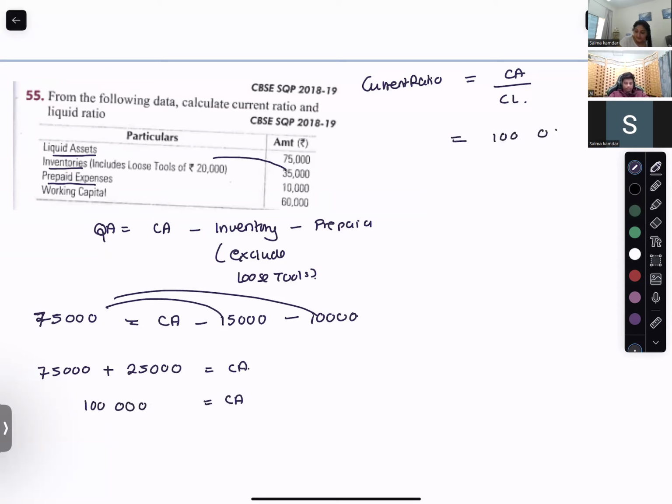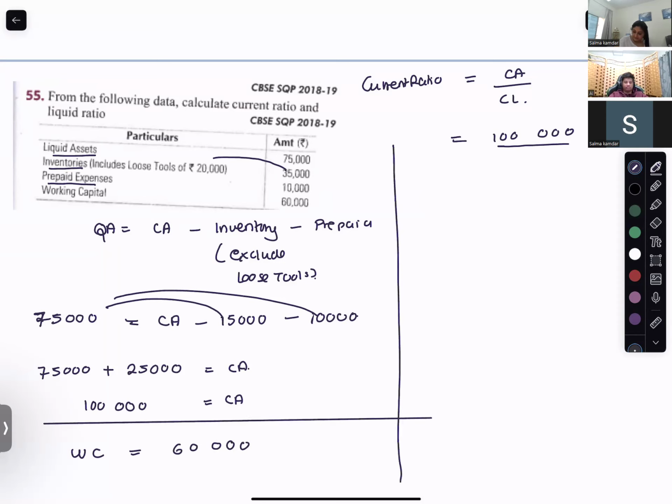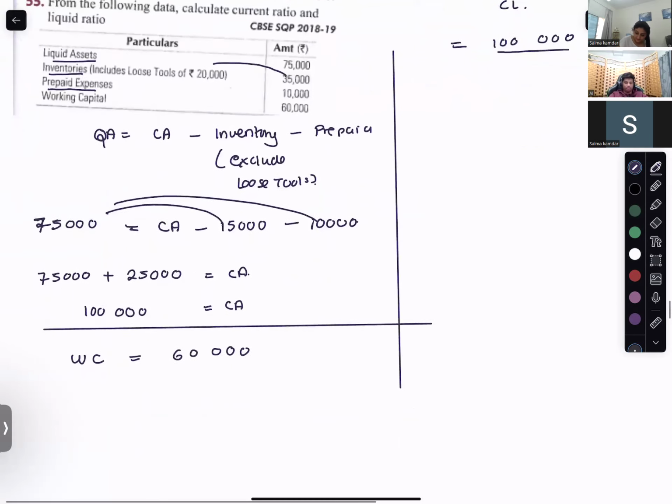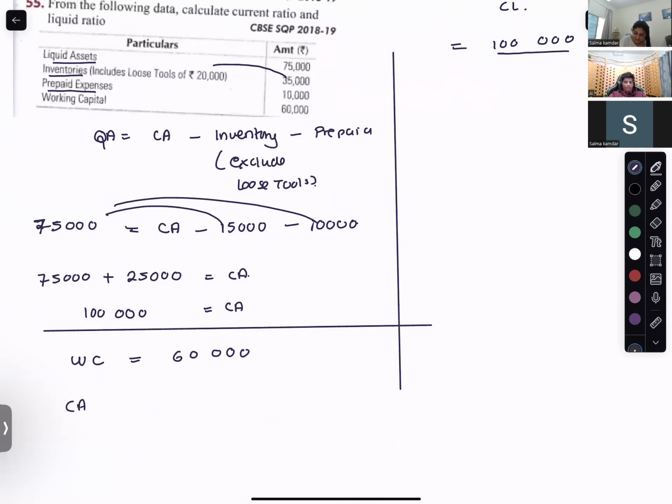So I will write it over here. Now for current liabilities, I have working capital given to me as 60,000. Working capital is what? Current assets minus current liabilities is equal to 60,000.